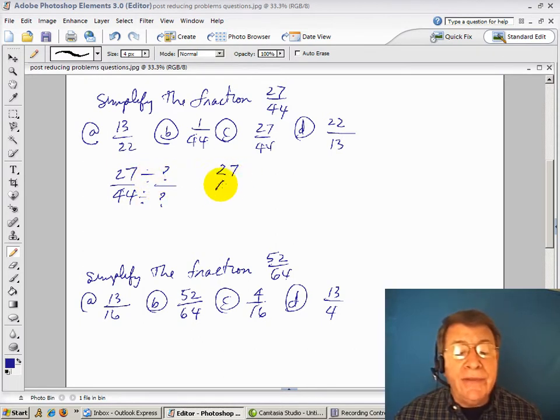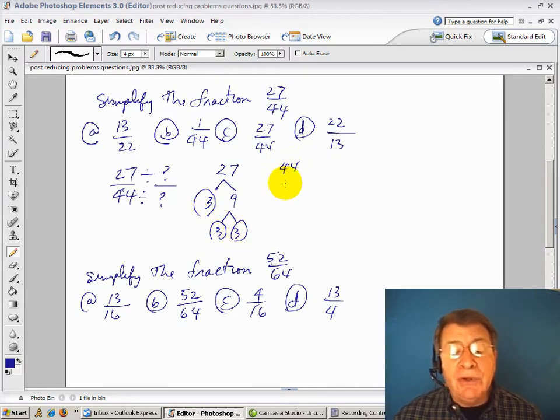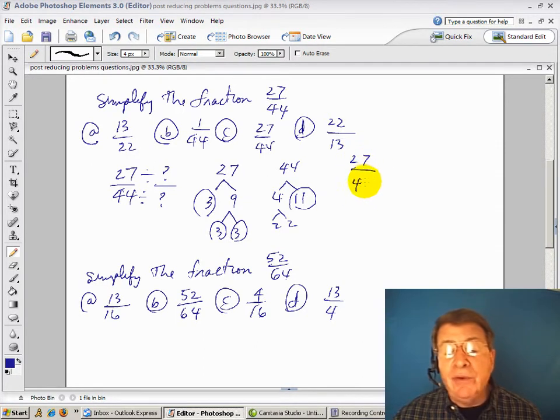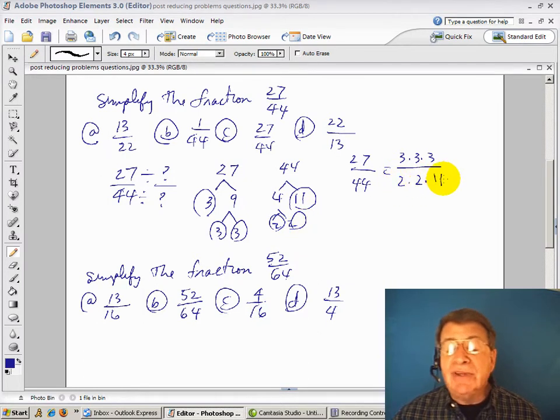One way that we can look at this, a different way, is to take 27 and break it up into 3 times 9 and 9 into 3 times 3. So now we have all the prime factors for 27. In a similar way, 44 is 4 times 11. 11 is prime, but 4 is 2 times 2. And our fraction 27 over 44 can be written in prime factored form as 3 times 3 times 3 divided by 2 times 2 times 11.